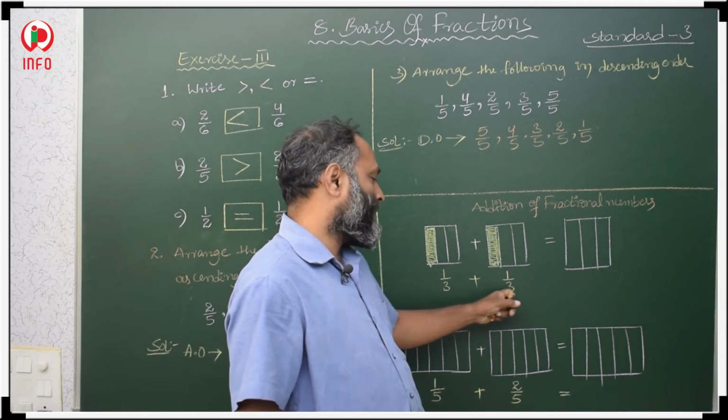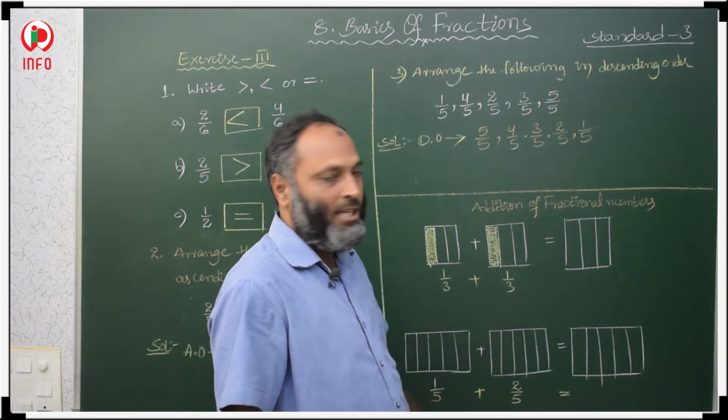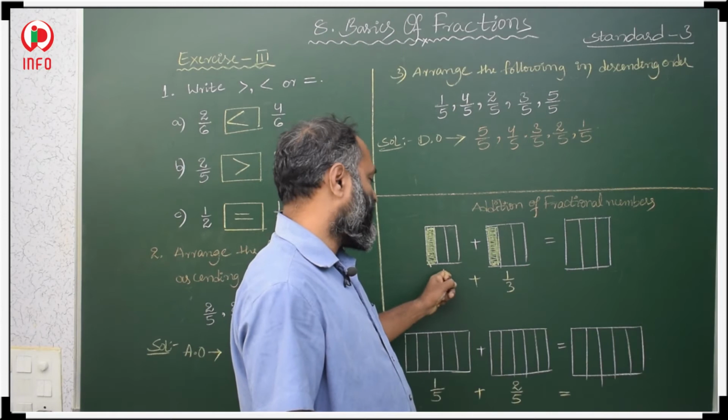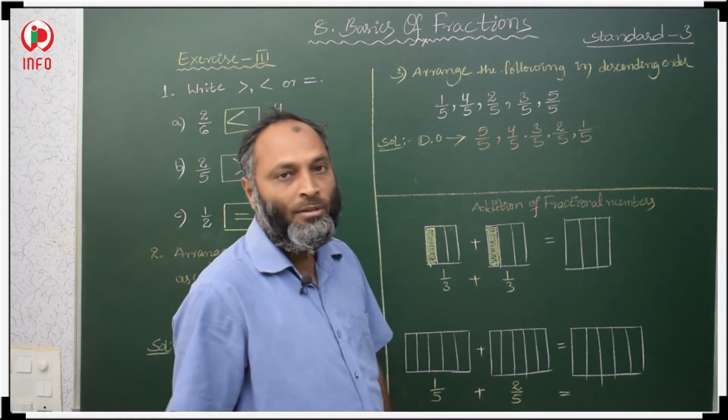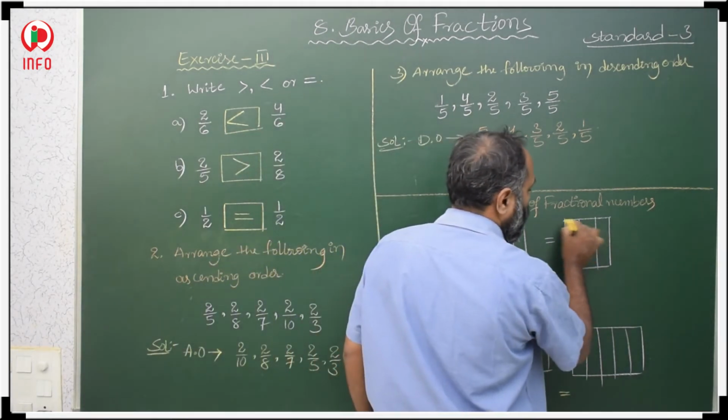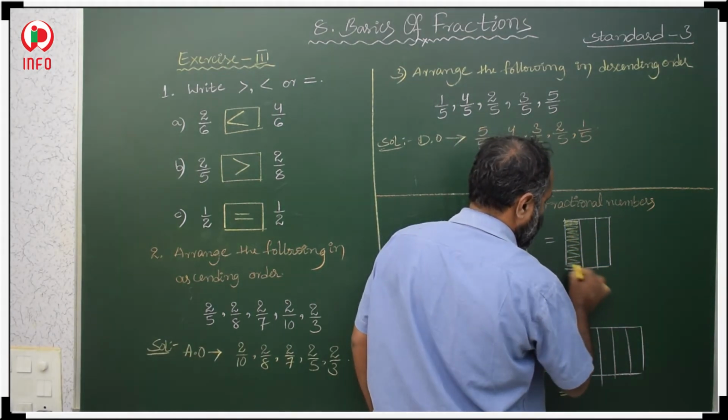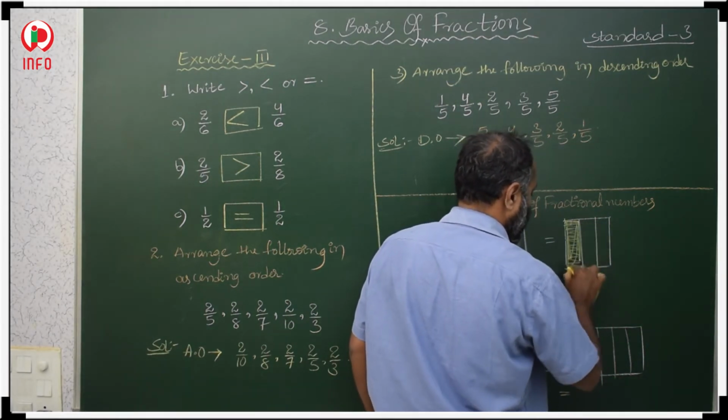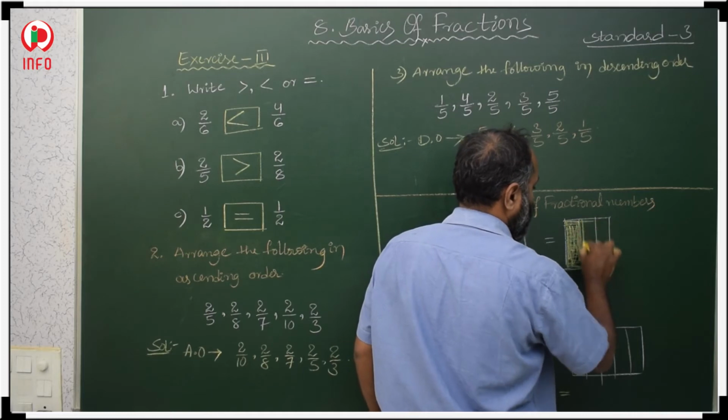When the denominators are same, you just have to add the numerators, 1 plus 1, 2, so 2 by 3. Your answer is 2 by 3. Two parts you have to shade.